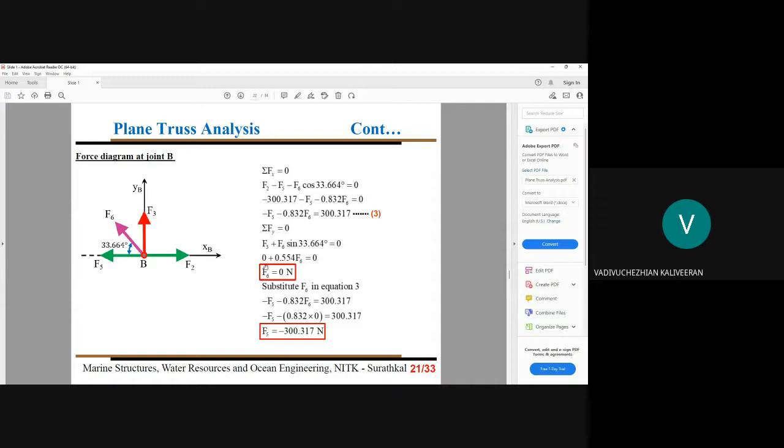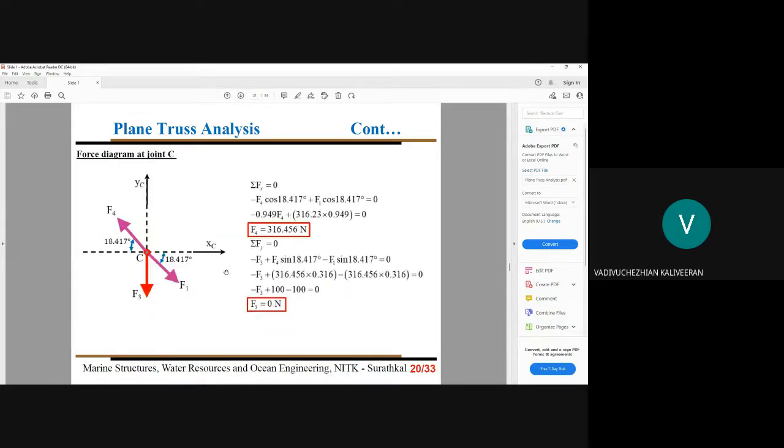So F6 also 0 when I use force equilibrium along X and Y direction equal to 0. We are trying to use a local coordinate system with respect to this point B, that's why it is XB and YB. So we arrive at F6 equal to 0 Newton and F5 equal to minus 300.317 Newton. In this way, it is written. You have to know.